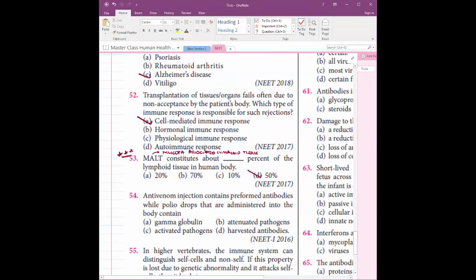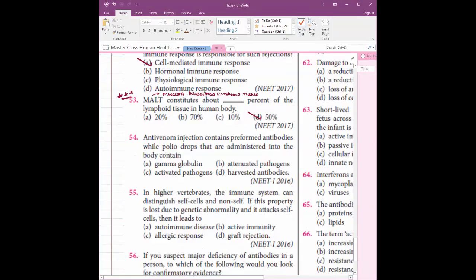Antivenom. Antivenom injection contains preformed antibodies, while polio drops that are administered into the body contain dash. Yes, can anybody tell me, guys? Anyone?